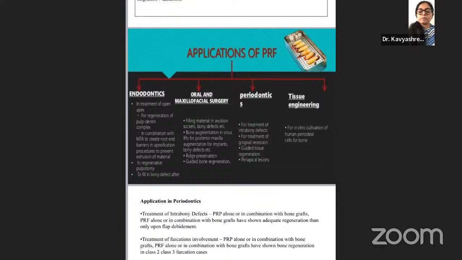Coming to the application of PRF, PRF can be used in different sectors of dentistry. In endodontics, mainly it is used for regeneration of the pulp dentin complex and also in the treatment of open apex. In combination with MTA, it can be used to create an apical barrier in apexification procedures in order to prevent the extrusion of the materials. In regenerative pulpotomy this can also be done, and to fill the bony defect we can use the PRF. So mainly it is used for regeneration.